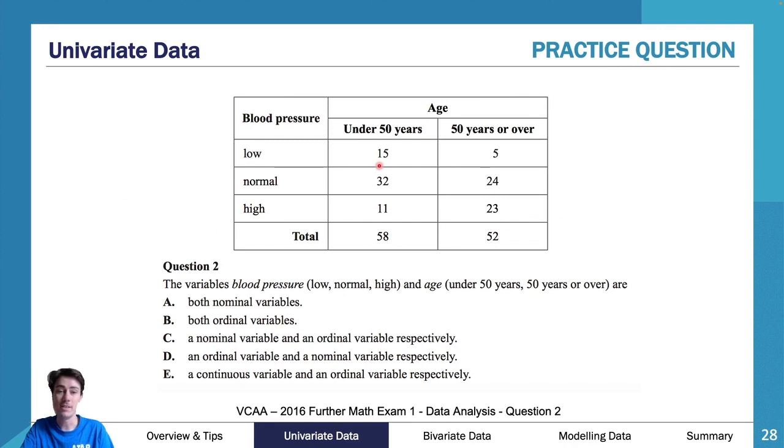So another one here, this is from the 2016 Further Exam 1, so a multiple choice exam. We have the variables of blood pressure and age are which of the following? So what was not very cool about this question was only 31% of people got this right. So this was more of a difficult question. So have a quick think. 3, 2, 1. All right.